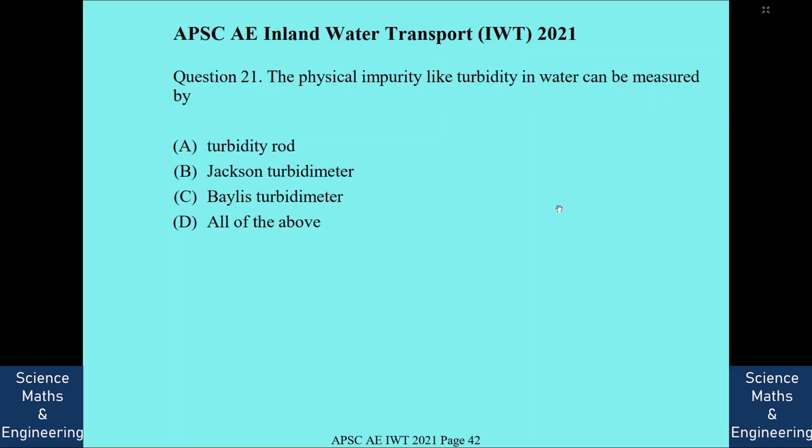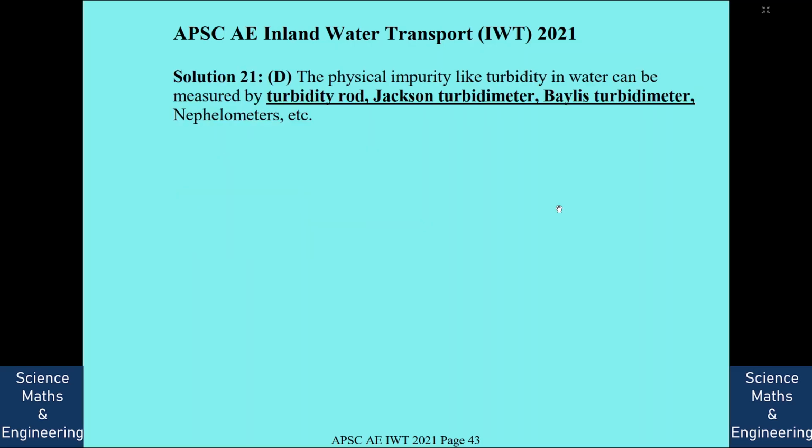Next, the physical impurity like turbidity in water can be measured by A, turbidity rod, B, Jackson turbidimeter, C, Baylis turbidimeter, or D, all of the above. So the physical impurity like turbidity in water can be measured by turbidity rod, Jackson's turbidimeter, Baylis turbidimeter, or nephelometer. So all of the above is the correct option.